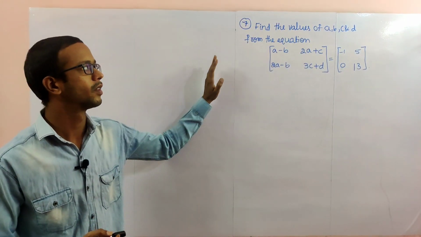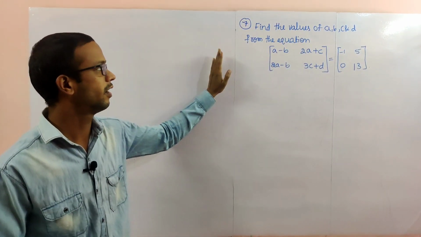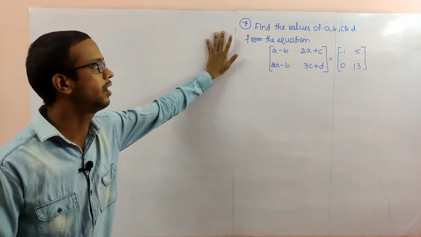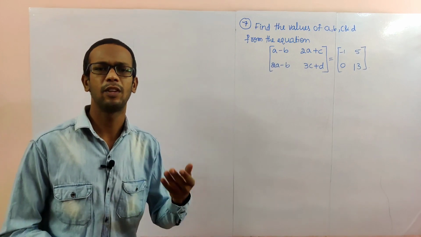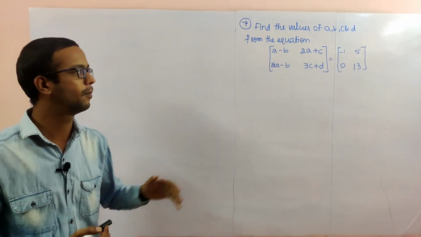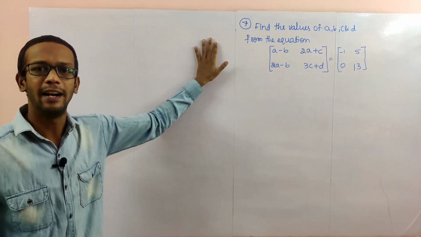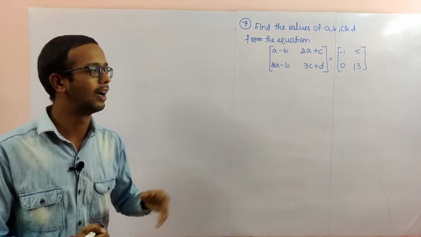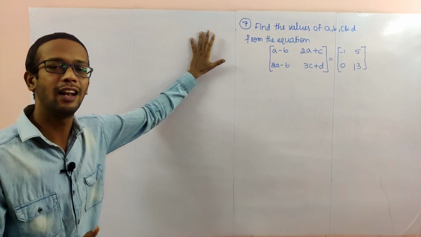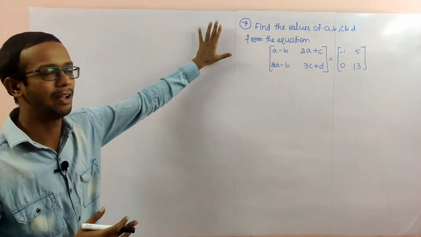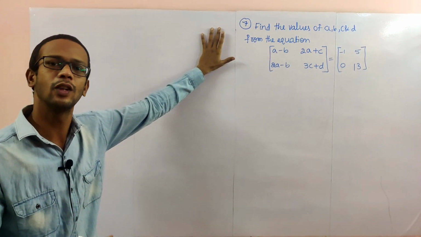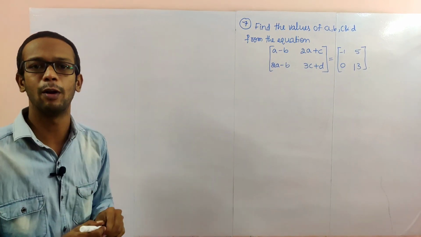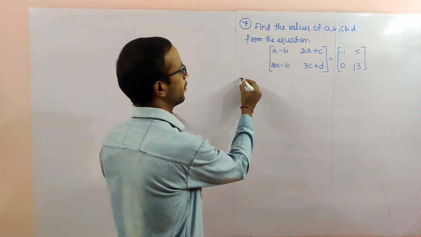Next, problem number 7. Find the values of a, b, c and d from the equation. Same, similar problem like the 6th problem only, but I'll explain this problem. And example 5 is there. Example 5 also uses the same method for finding a, b, c, d. So example 5 you can take as homework. So now I'll explain this problem number 7.